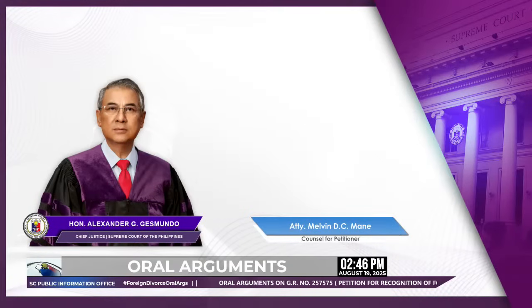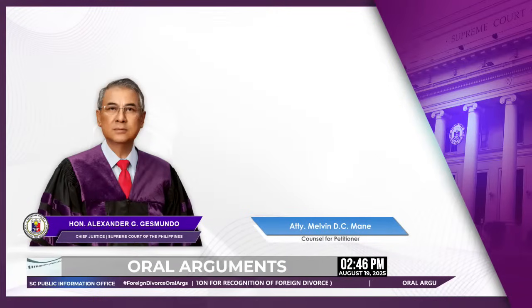The core issue in this petition is whether a petitioner who was a Filipino citizen at the time he obtained a divorce from his Filipino spouse in the United States, subsequently acquired American citizenship, and later reacquired Philippine citizenship before filing a petition for recognition, may validly invoke the second paragraph of Article 26 of the Family Code to seek judicial recognition of the foreign divorce decree.